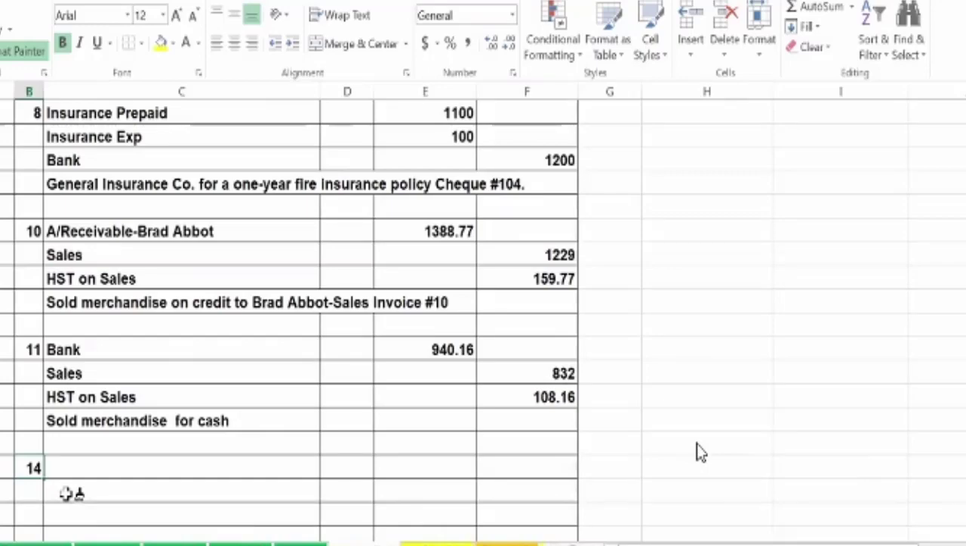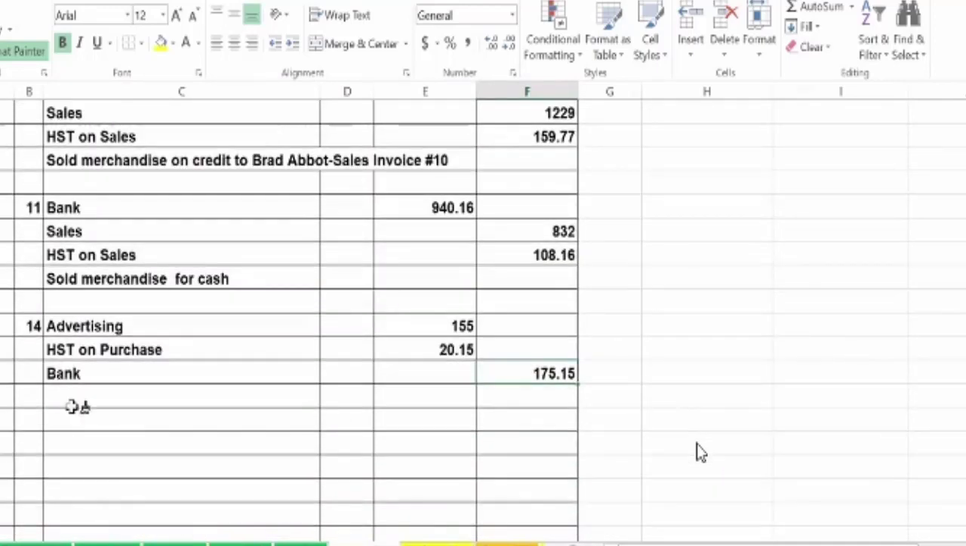October 14th, paid 155 plus HST of $20.15 to local gazette for advertising. So the debit side will be advertising and HST on purchases, and the credit side will be bank, and the total will be 175.15.